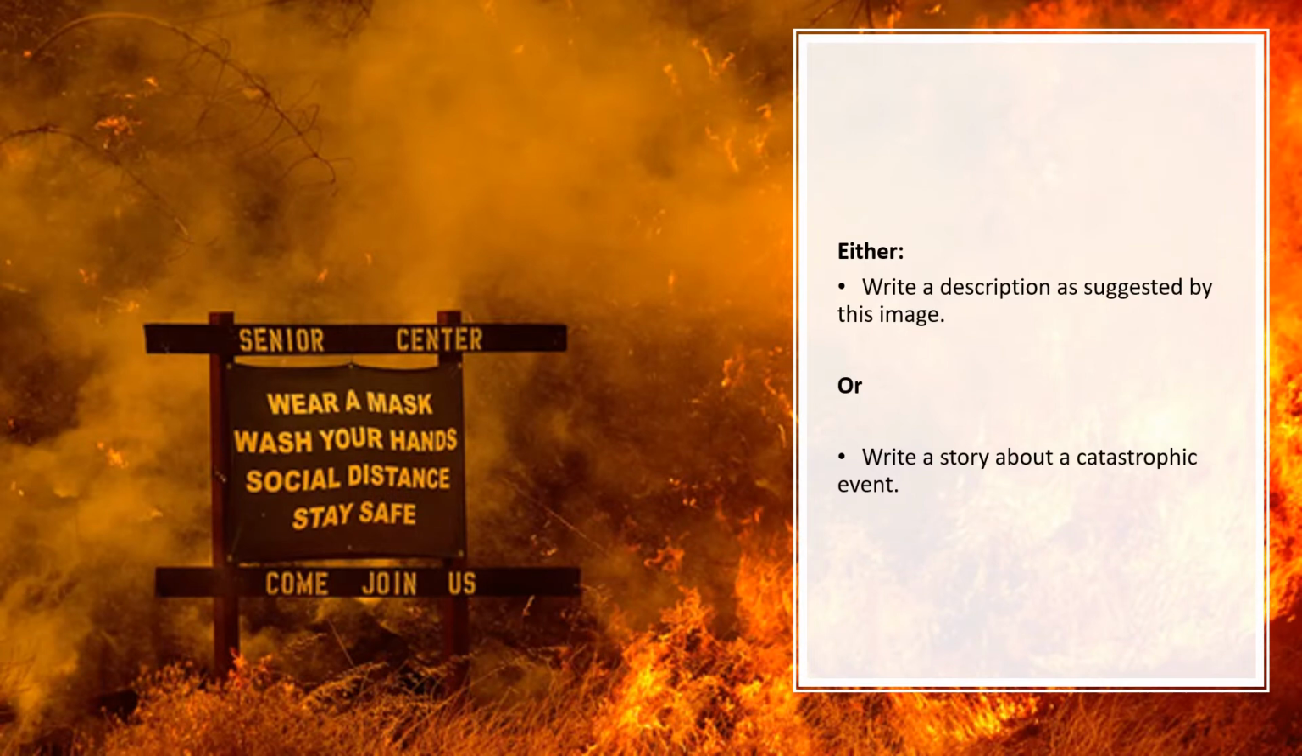So here's an option, here's a question. We've got an image here, and it's write a description as suggested by this image, or write a story about a catastrophic event. And you can choose either of those. The first one has to be based on the image, but only based on it. You don't have to be restricted by the image. Or the second one, you don't need to consider the image at all.